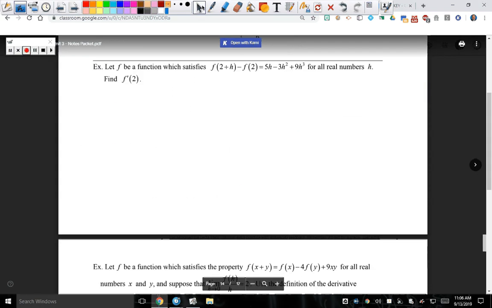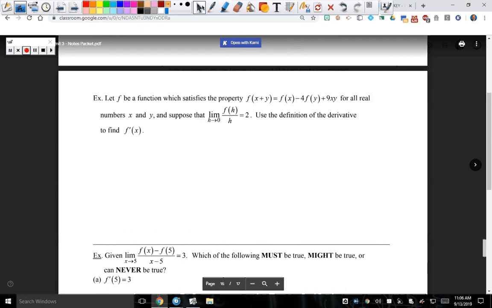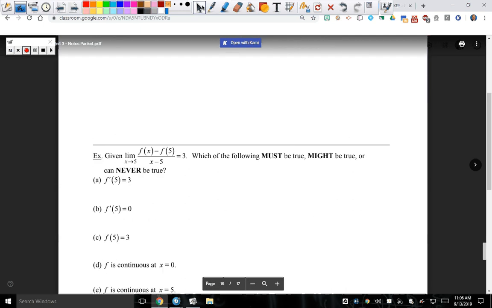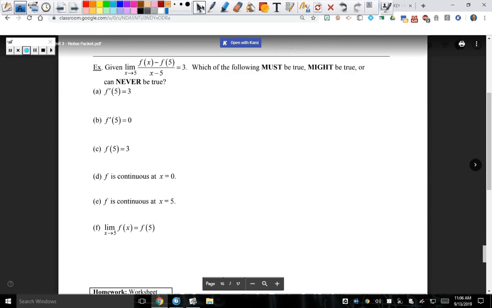Let's see. Let's go to this one right here. We're given, what form of the derivative right there? What form is that? Alternative. Okay. The alternative form is f of x minus f of c over x minus c. How many slopes does this find? 1. At what x value? 5. And only 5. Okay.